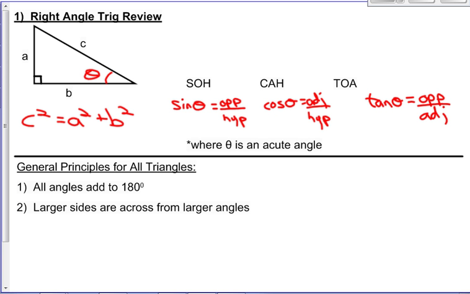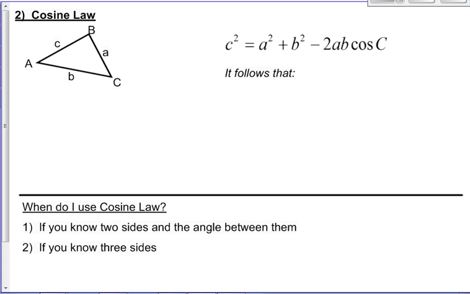And then there are some general principles for all triangles. The angles in a triangle add to 180, and larger sides are across from larger angles. And similarly, smaller sides are across from smaller angles. Those are some things we want to have a good intuitive grasp of as we move forward.